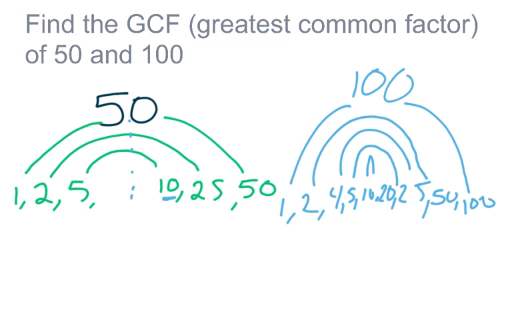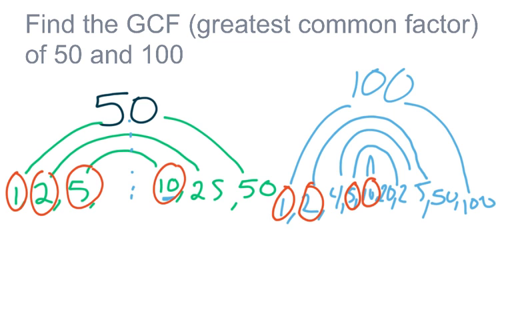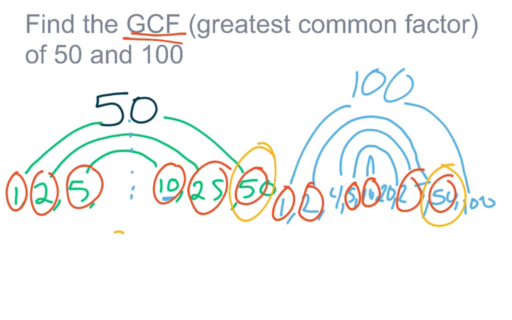I'm going to look for common factors. 1 is in both lists. 2, a factor of both numbers. 5 is a factor of both numbers. 10 is in both lists. 25 is in both lists. And so is 50. So we have lots of common factors here. But we are looking for the greatest common factor. Remember, greatest means biggest. What's the biggest number on both lists? That would be 50. So my greatest common factor is 50.